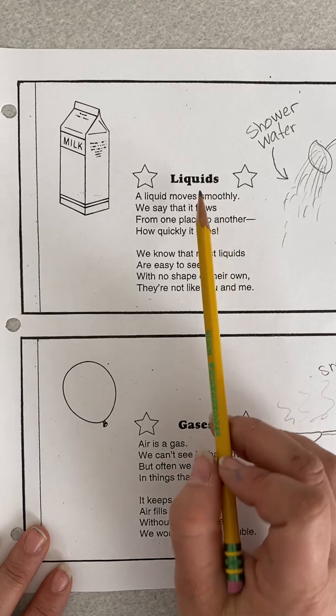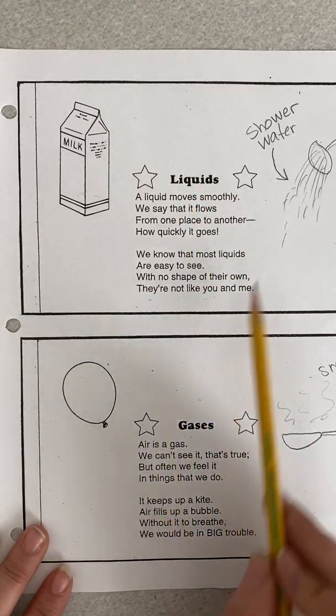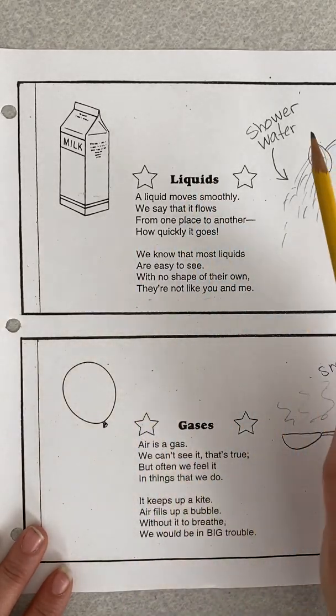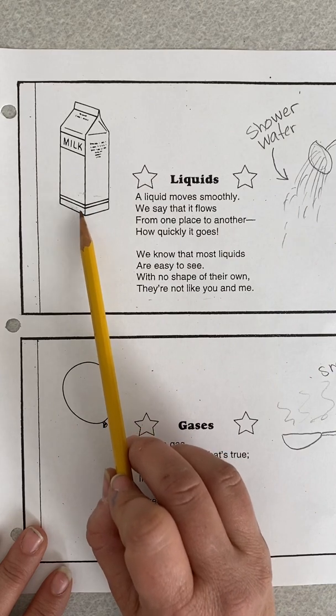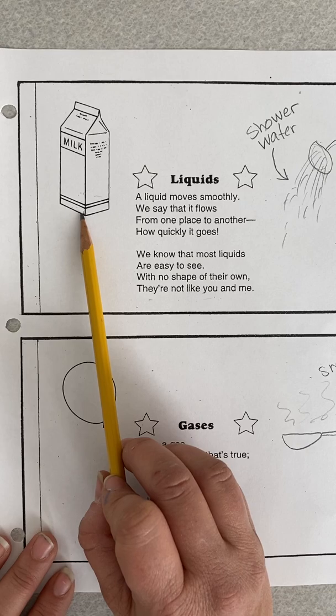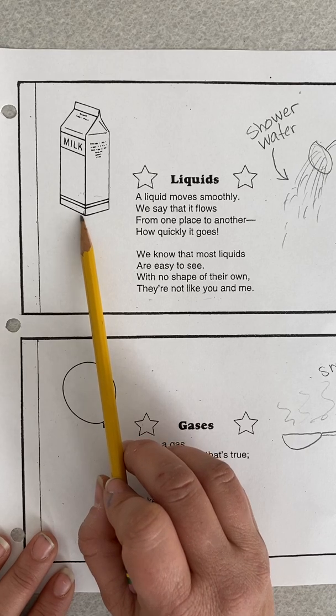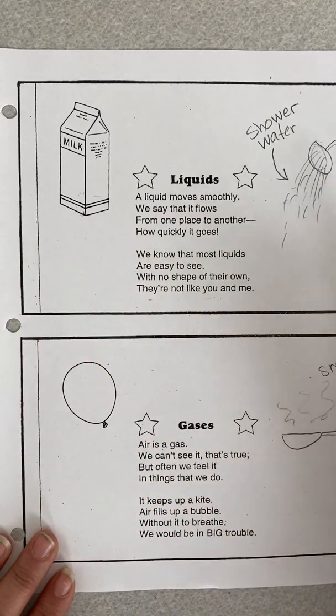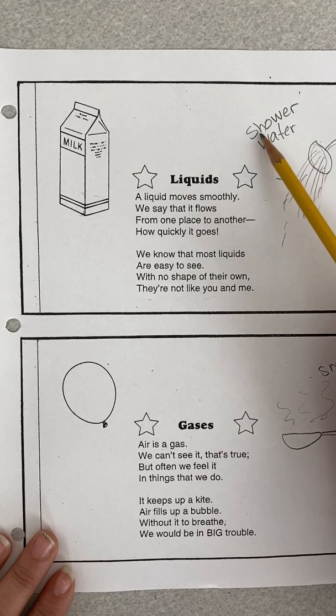This page is about liquids, and I'll let your grown-up read the poem to you. And here we have a carton of milk. Milk is a liquid, all right? It flows easily, okay? And if it spills, it gets all over the place. And Mrs. Foley has drawn her shower water, okay? And she wrote the word shower water, okay?